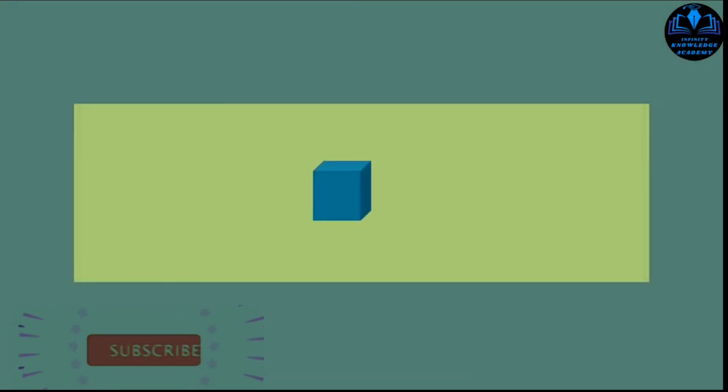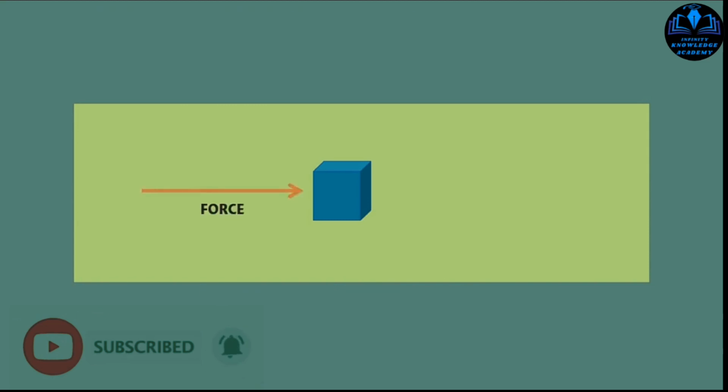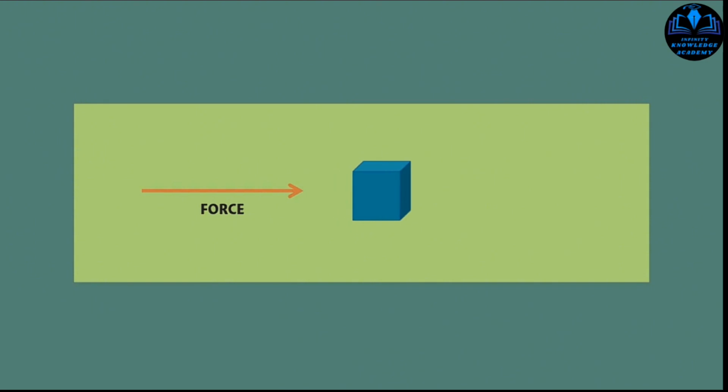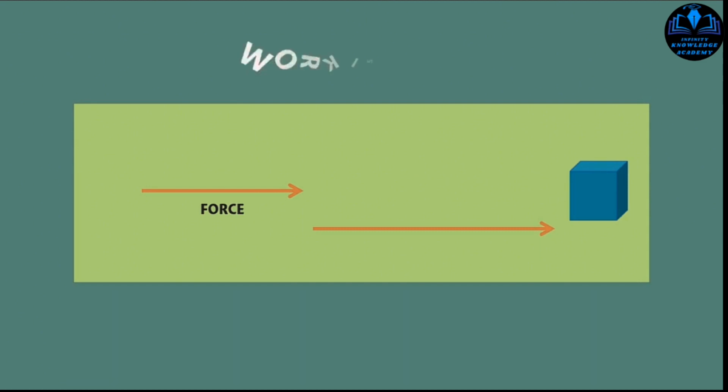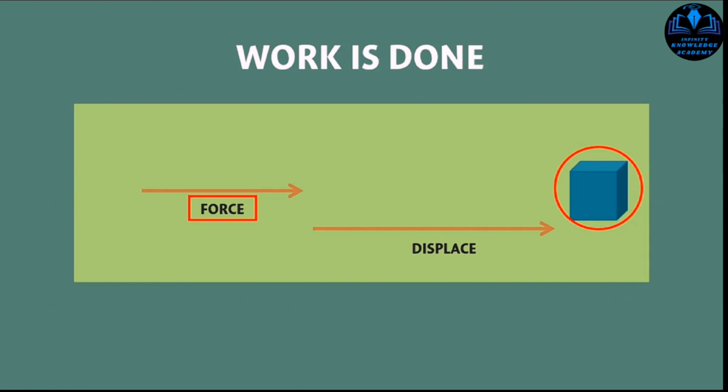For example, if a block is present here, you exert force on this block in this direction, and the block moves in the same direction, or in the direction of force. We can say that you have done work according to the physics rule. So remember this convention of physics, that whenever a force displaces an object in its own direction, we call this displacement of an object due to force work.